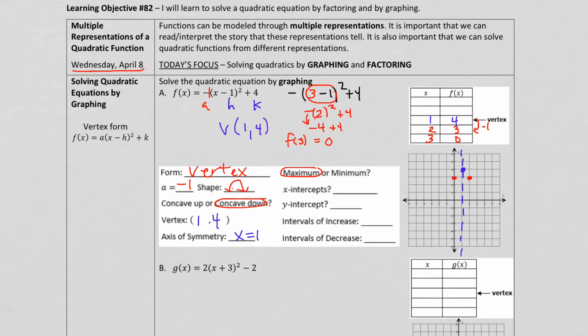So that's the point (3, 0), which will be here. And I can reflect that point also. Notice how at that moment I have my parabola. So there's my parabola. I kind of missed, but you get the point.